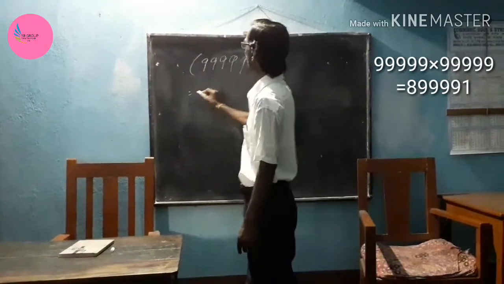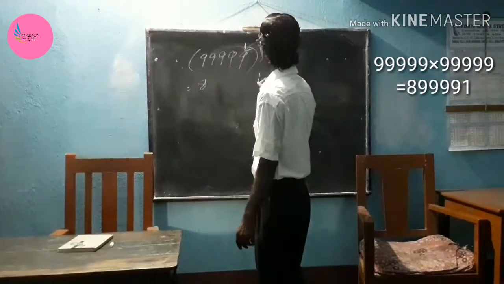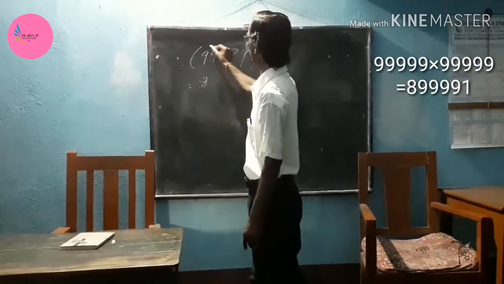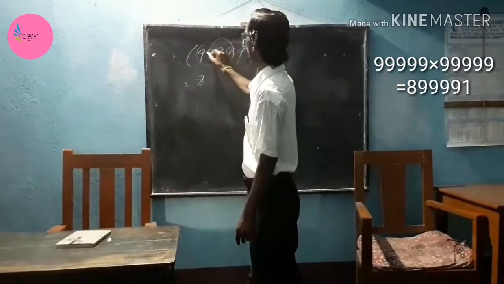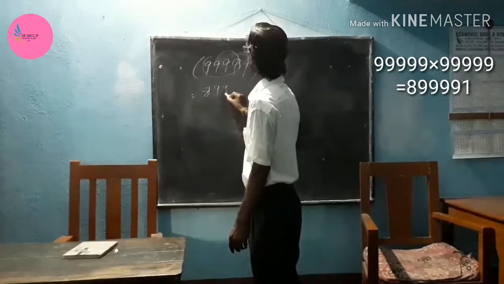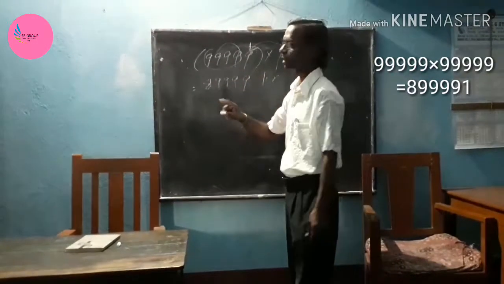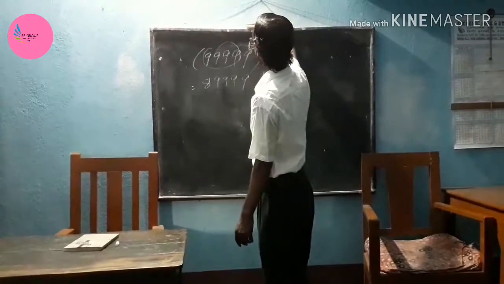So 9 times 9 is how much? 81. Okay, 81. And how many 9s do we have left? 1, 2, 3, 4. And in the middle you write 1, 2, 3, 4. The answer comes out. I think you just need to understand one more.